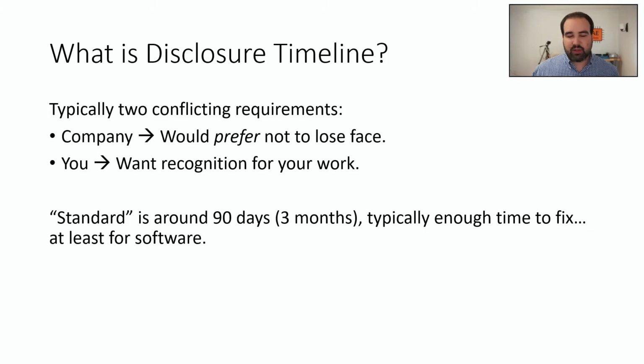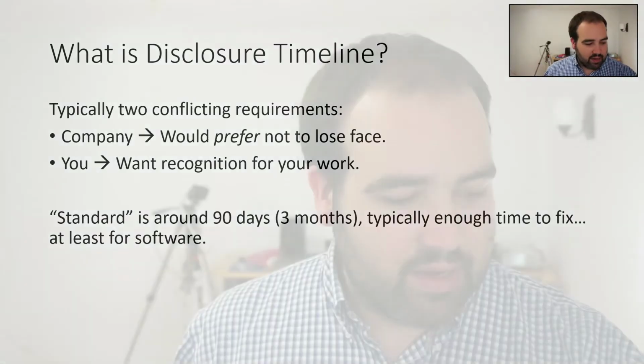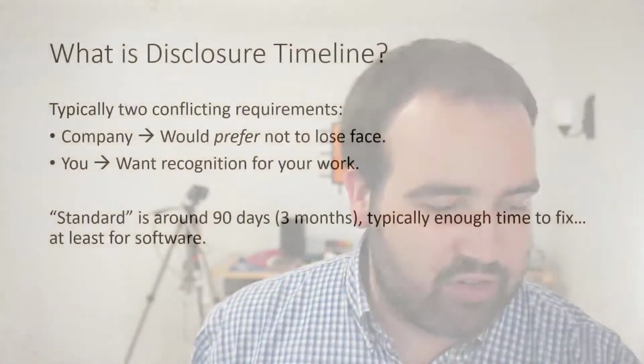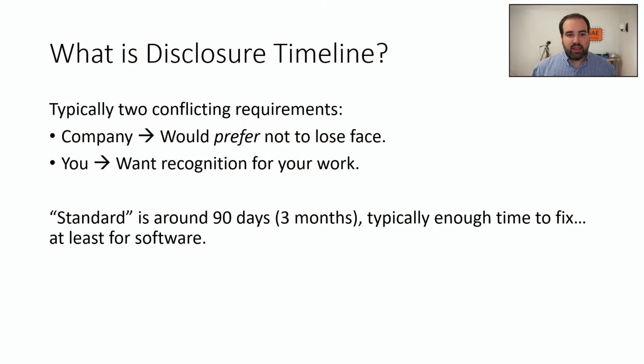There's normally, so this has two conflicting sides, right? So you have the company side. The company doesn't want anyone to know about the issue. They want everyone to think they're super secure. And there's you as the security researcher who probably wants to talk about this. So this is the sort of issue that you're going to have. The company would prefer that no one knows they had a security issue, and you want recognition. Normally that's the two main conflicting things.